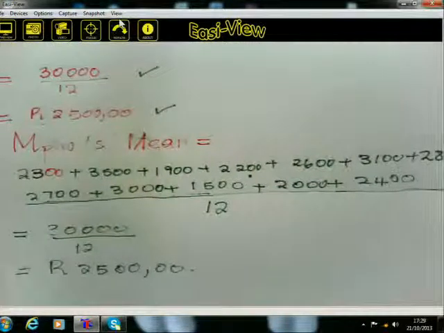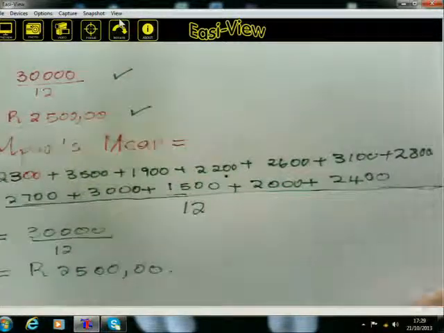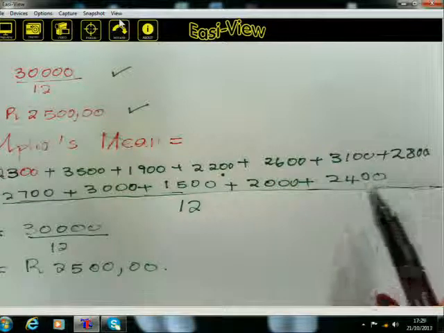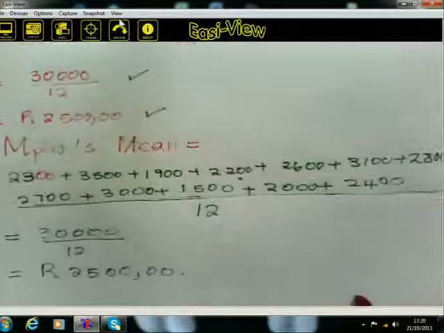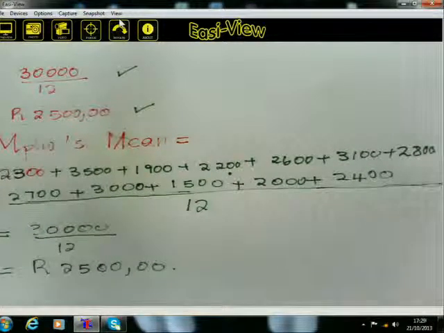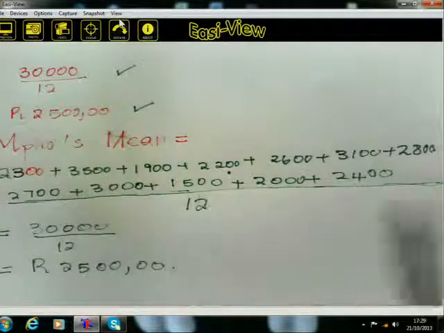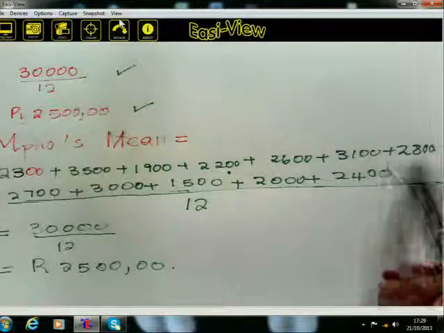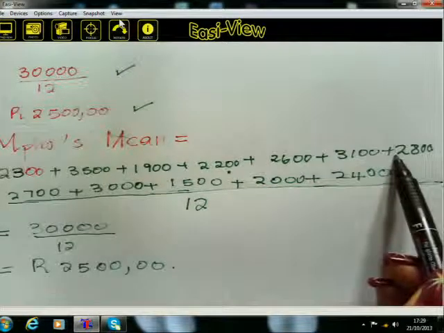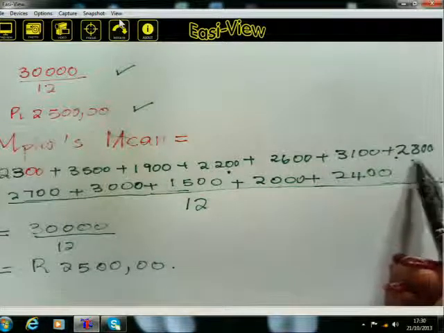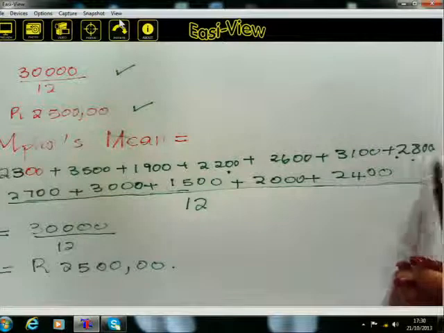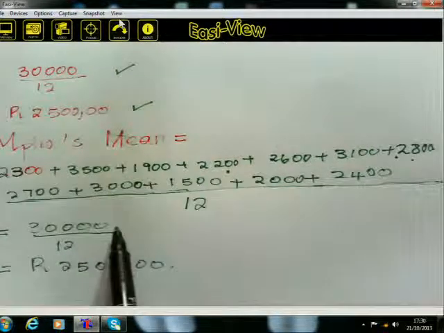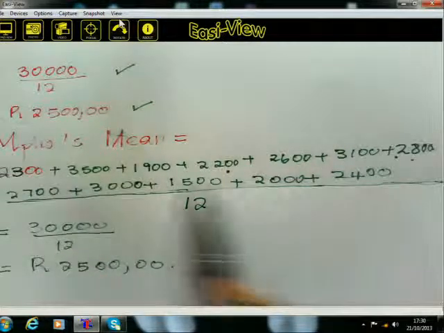Same applies to Mpho. Mpho's mean. You have added all. Remember, while we were doing this, because we were in a hurry, I believe it is very important when you are answering a question in MathsLit to check your time, so that time should not be behind you. When you are in a hurry, you will end up missing other numbers. Remember, we left out 2,800, but while we were counting, you could see that we had left out 2,800. So we corrected it. Then we arrived at the answer for adding all the sum.